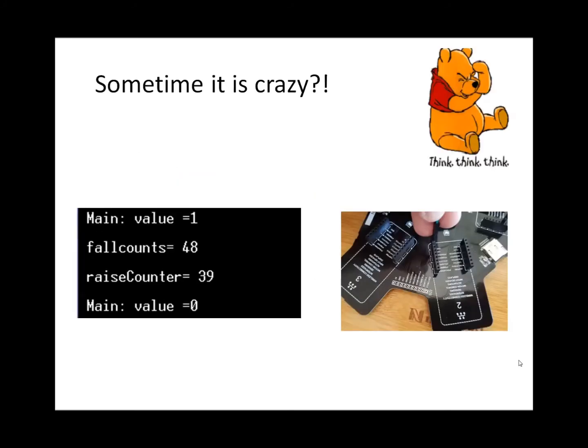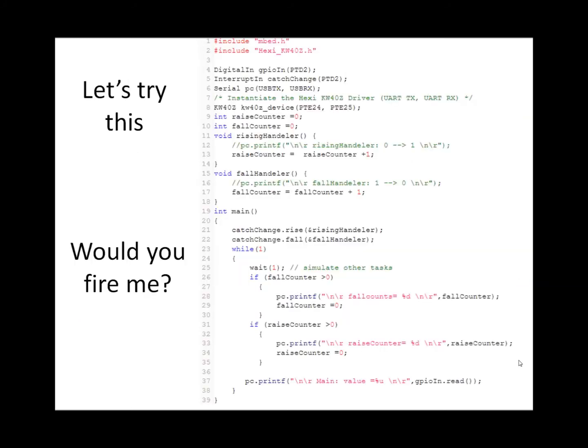Here, I just put it to the ground. However, it's crazy. It was high and I put it to the ground, however, it's crazy. Falling counts 84 and rising counts 39. Just crazy values. Why? Maybe it's because of the mathematics? No. Why is it crazy here? Let's look at the code.